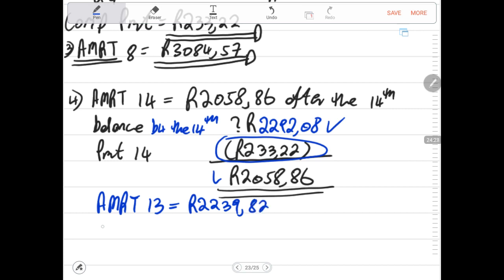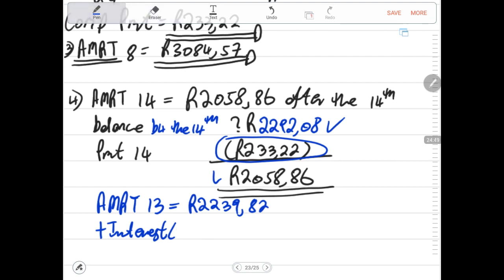So now what do we need to do? We need to say plus interest, meaning we add interest for the 14th month, because this is the balance after the 13th payment was made, meaning the opening balance of the 14th month. We need to add interest for the 14th month. How to add interest for the 14th month?